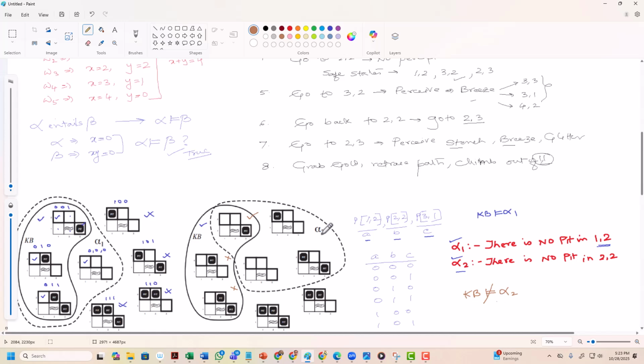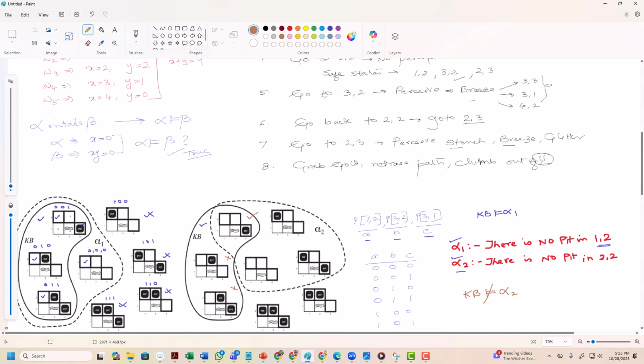So based on the current status of the knowledge, we cannot say alpha 2 is true. So the agent cannot conclude that there is no pit in 2,2. Also, it cannot conclude that there is a pit in 2,2. So this example does not only illustrate entailment, but also shows how the definition of entailment can be applied to derive conclusions. That is, to carry out logical inference.